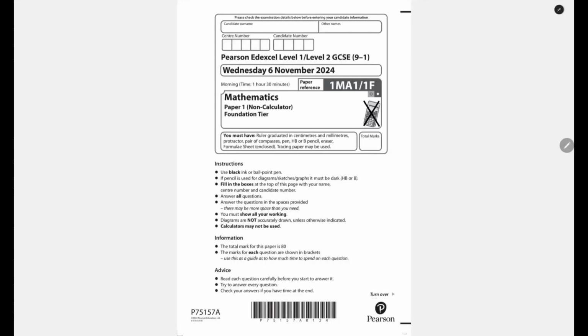Today we're going to be going through the 2024 November Paper 1 Non-Calculator Foundation Tier paper. We'll be going through each and every question step by step to make sure that we get full marks. Let's get into it. Question 1 says, write 25% as a decimal.